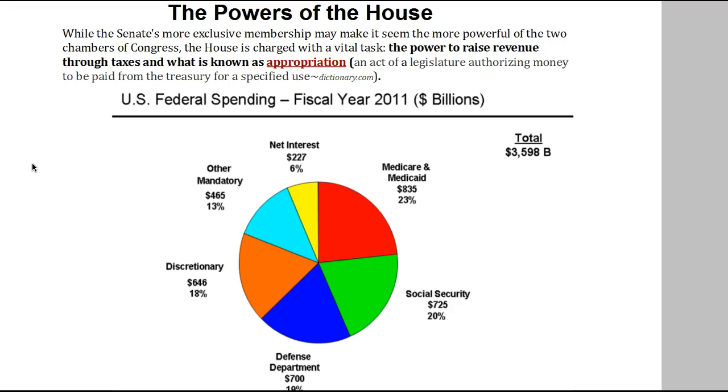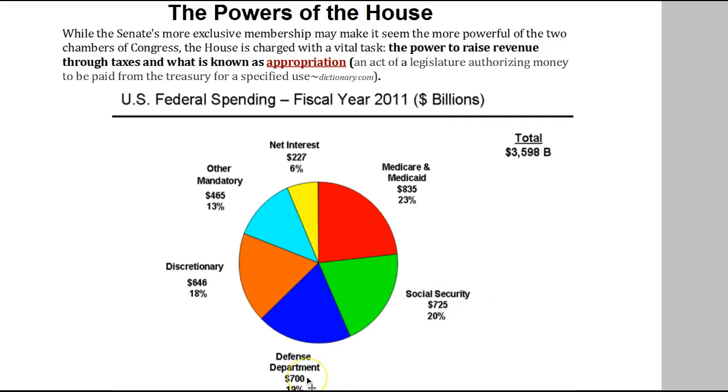And you can just kind of see this is our federal spending, our national budget in the year 2011, and all the money we see is in billions. But this is where our money goes. This is where Congress actually spends its money. Our current budget is around $3.5 trillion. This was in 2011. We're now in 2015. I think it's closer to $4 trillion now.